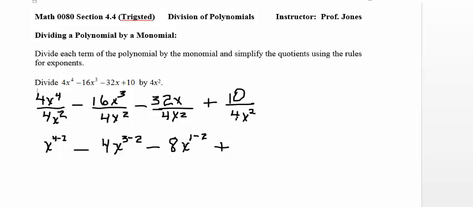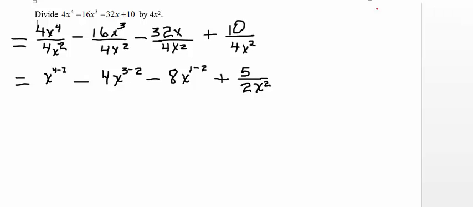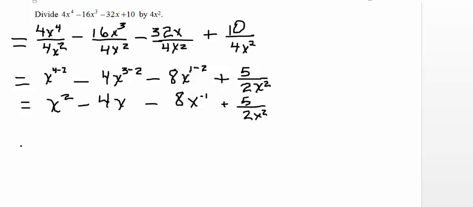Now 10 is not evenly divisible by 4. But I do notice both 10 and 4 are evenly divisible by 2. So 10 divided by 2 is 5, 4 divided by 2 is 2, and x squared will remain in the denominator. So let's simplify this. The first term in this division is x squared, the second is negative 4x, the third is negative 8x to the minus 1, and the fourth is 5 over 2x squared.